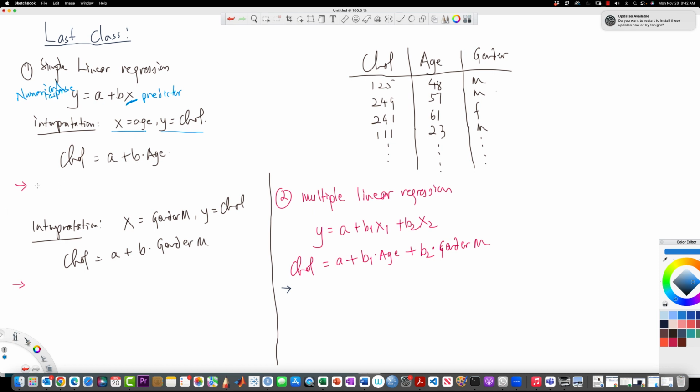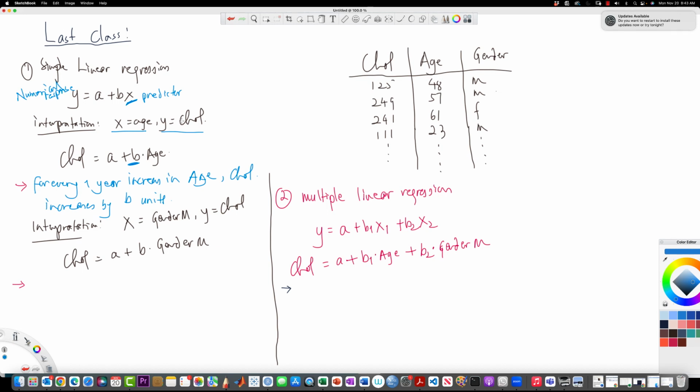So how do you interpret the result? For every 1 year increase in age, the cholesterol increases by b units. That's how we interpret the coefficient b. For every 1 unit increase in the x variable, the y variable will increase by b units. If b is positive, we write increase. If b is negative, we write decrease.